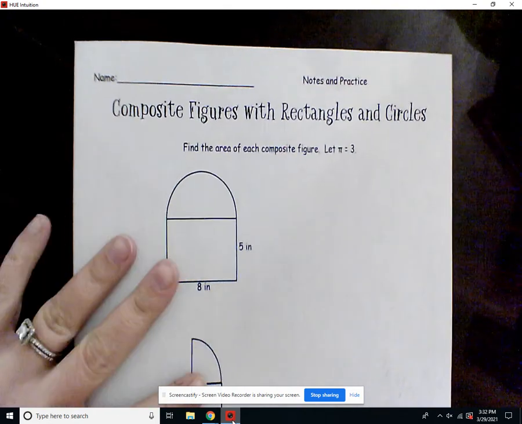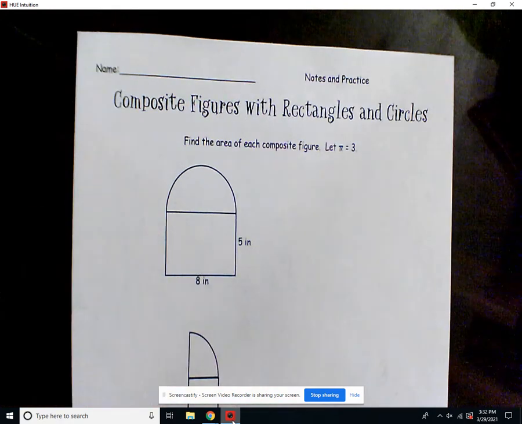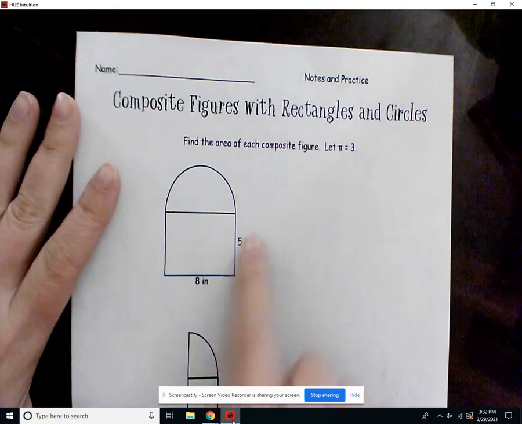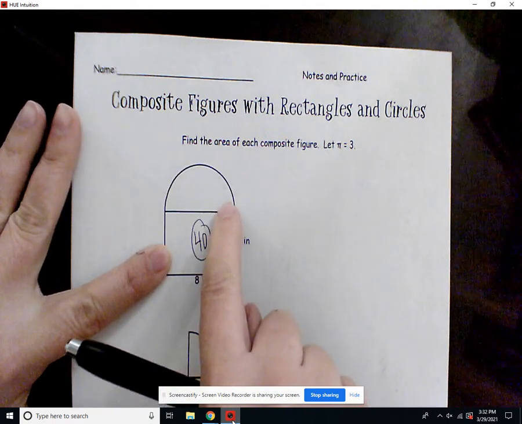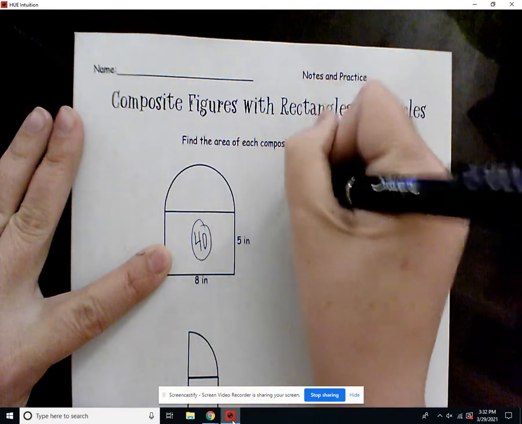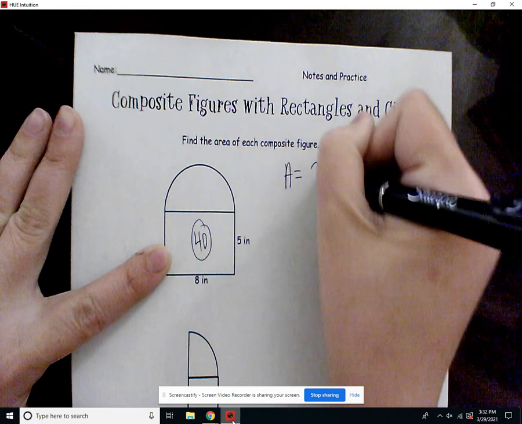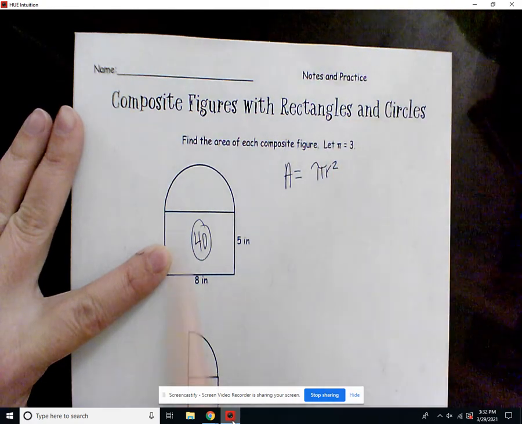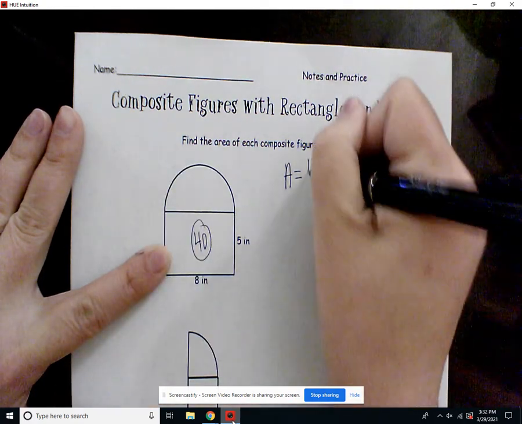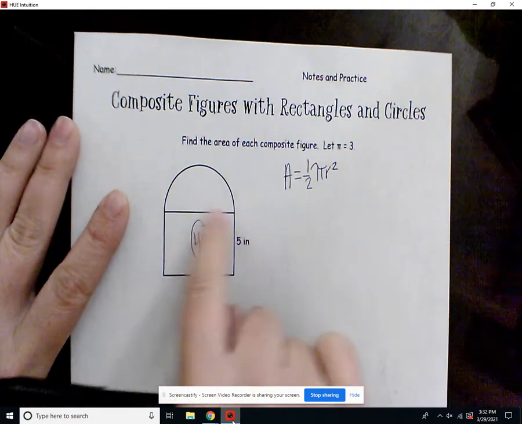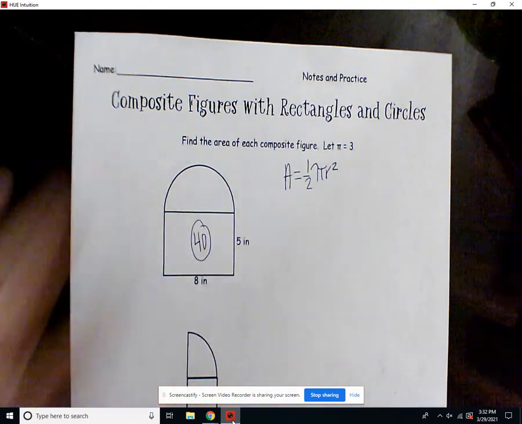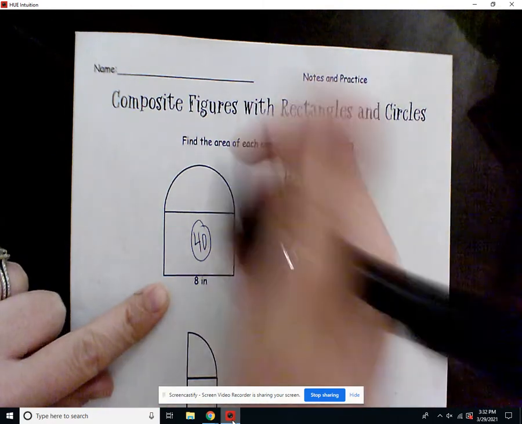So our first shape, I'm going to start with the rectangle because that's an easy one to find the area of: 8 times 5, which is 40. Okay, so there we have our semicircle. Our formula for a circle, again, is pi r squared. Since it's a half circle, again, we add that 1/2. But there's no numbers on the half circle, so we look at the rectangle. If the bottom's 8, the top is 8.